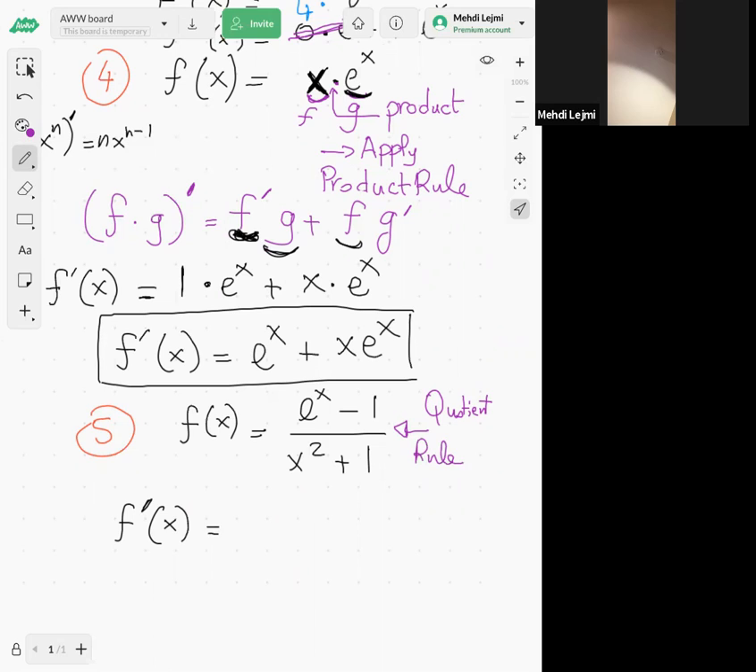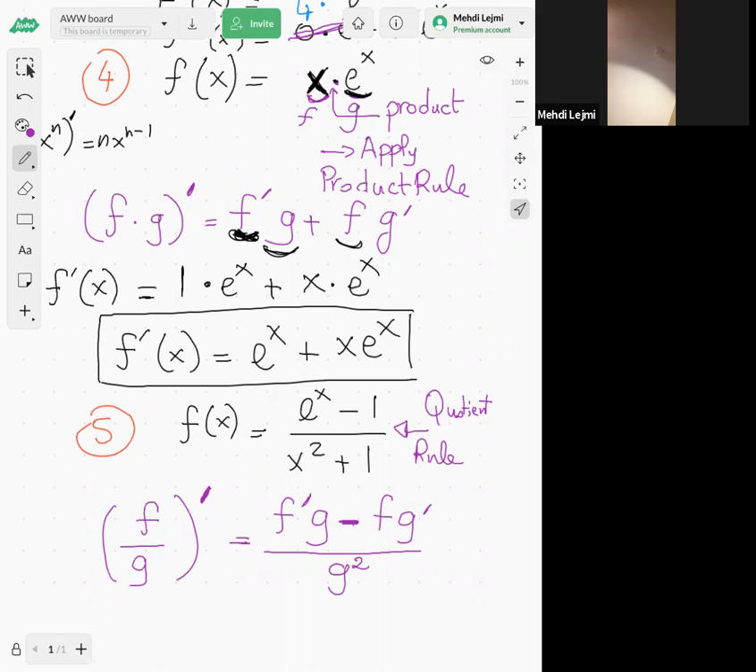So what's the quotient rule? Let me remind you. If you have f over g, a quotient, and you want to compute the derivative, the quotient rule says that it's equal to f prime g minus, this is minus, it's not plus, minus f g prime, over g squared.